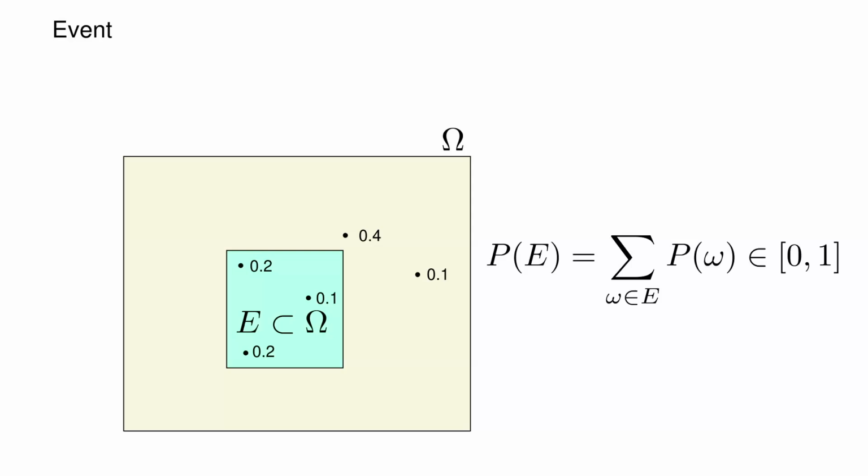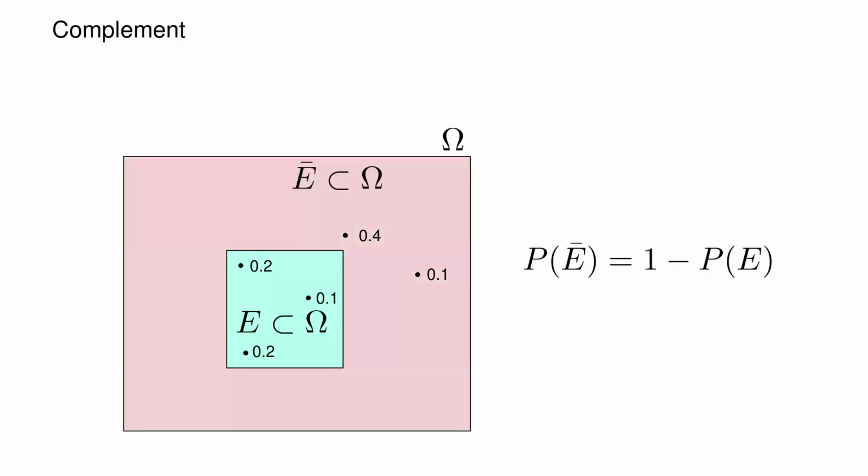The purist, I have a friend who's a mathematician, he told me, no, you cannot even use P of omega, you should say P of the singleton omega, right? But that would make the slides very heavy, so I can live with this slight abuse of notation. All right, so probability of an event.